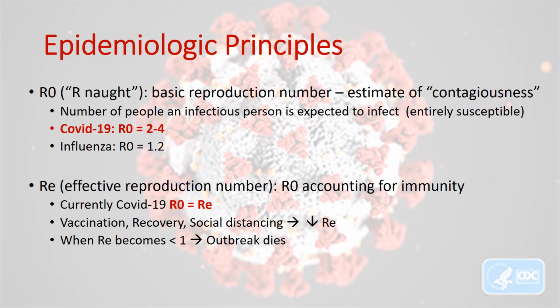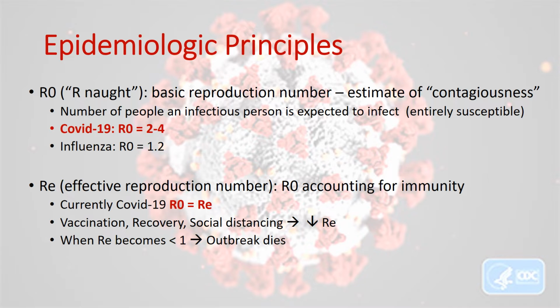If you've been reading about COVID-19, you've probably come across several epidemiologic terms. Here's a reminder of what they are and how they apply to COVID. The R0 is the basic reproduction number. Essentially, you can think of it as the contagiousness of COVID, or how many people an infected person will infect in an entirely susceptible population. For COVID, the estimates range from 2 to 4, but most models estimate 2.3. In contrast, the R0 of influenza is 1.2.